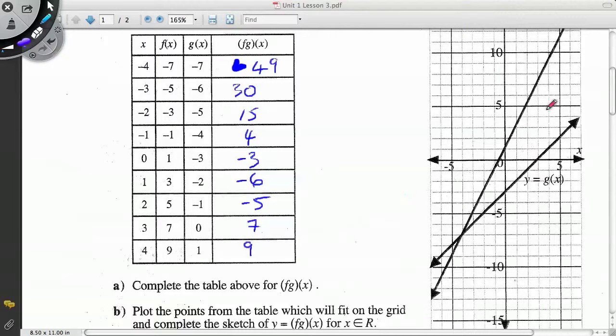They're giving you both functions right here. This is f of x and this is g of x. When we multiply them, which makes sense because one of them is x something and the other one's x something, so when we multiply we're going to get an x squared for f times g. Plot the points from the table which will fit on the grid.